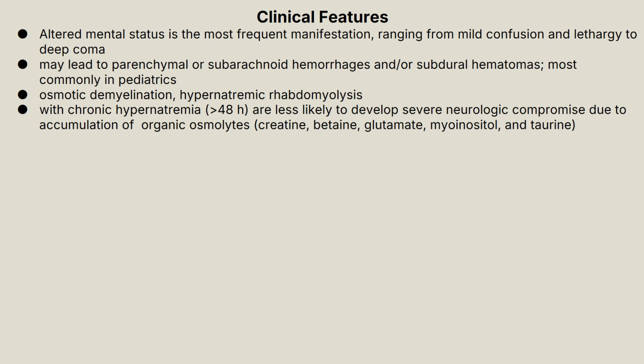rhabdomyolysis. Patients with chronic hypernatremia of more than 48 hours are less likely to develop severe neurological compromise due to accumulation of organic osmolytes: creatine, betaine, glutamate, myoinositol, and taurine, which are the same ones that usually go out of the cell in chronic hyponatremia. So it's the other way around. In all cases, acute changes in sodium cause the most profound symptoms, but with chronic hypernatremia, we have these organic osmolytes which accumulate inside the cells and somewhat stabilize them.